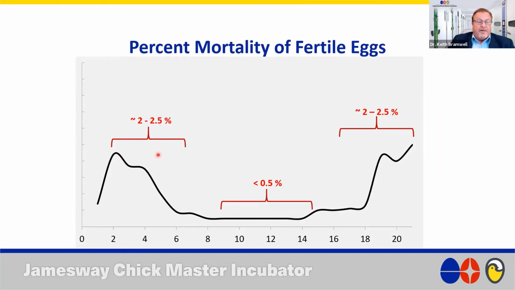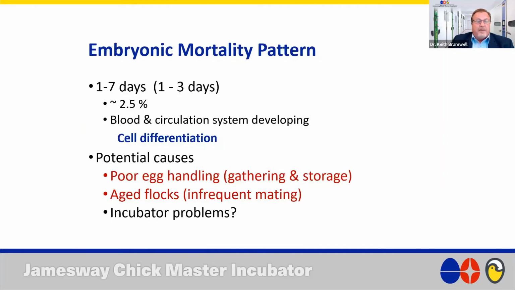And I've kind of followed this rule: 2 to 2.5% in that first week, 2 to 2.5% in the last week, and then less than 0.5% in that middle. And just briefly going over these areas, in that first 7 days, we have cell differentiation occurring. If we have higher mortality, think poor egg handling, age flux, infrequent mating, long egg storage, fluctuating temperatures.